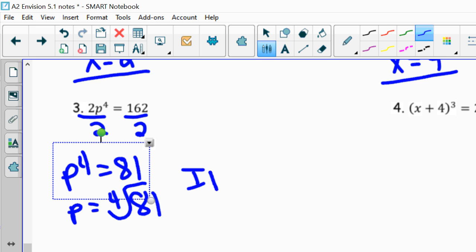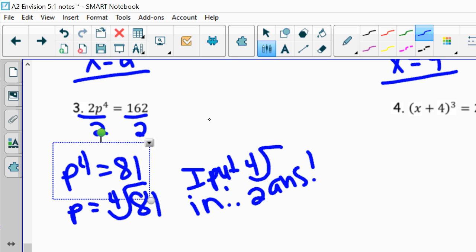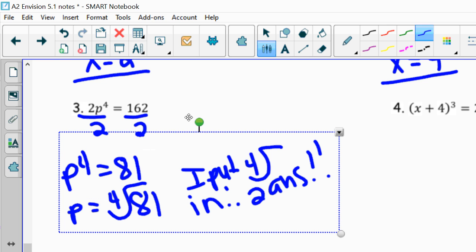I put fourth root in, therefore 2 answers, right? Always be careful of that. And be mindful, if you put the radical in the problem, and it's an even root radical, then you're going to have 2 answers. So here, p is equal to positive and negative. Okay? What one number can I multiply by itself 4 times to get 81? 3. So p equals positive negative 3.